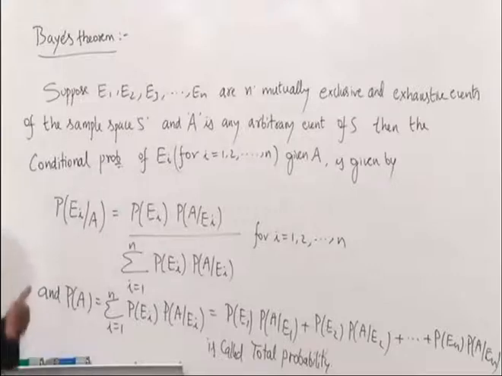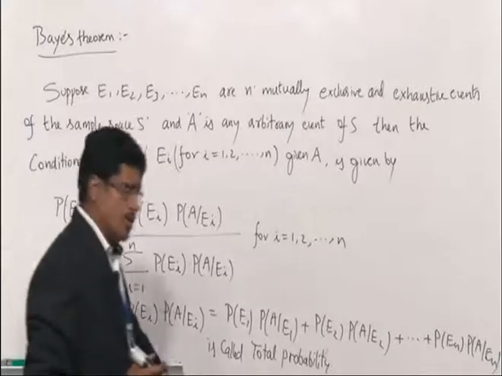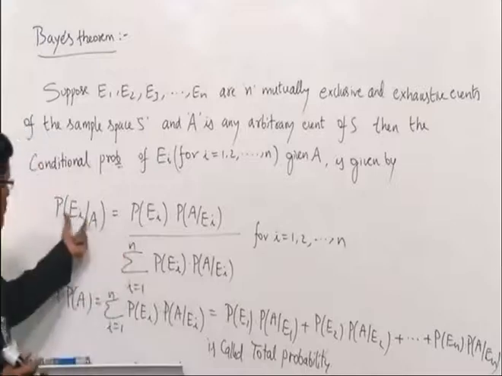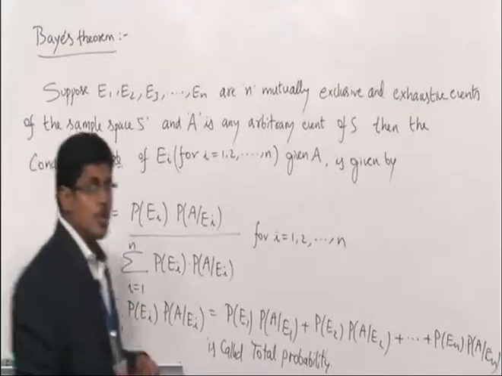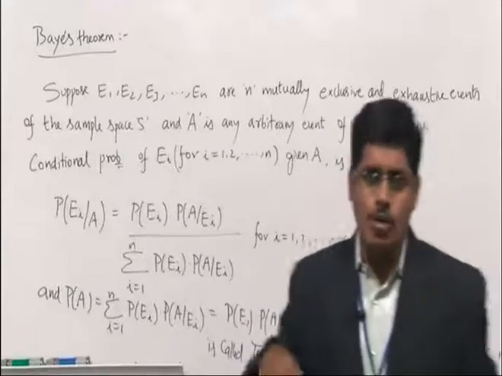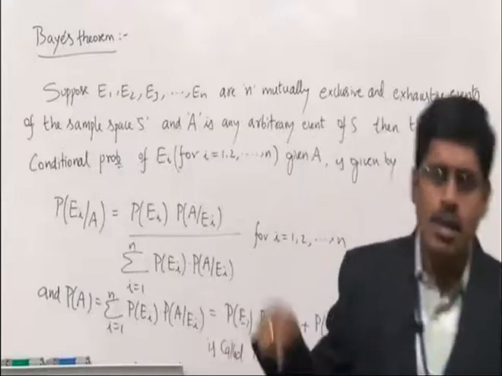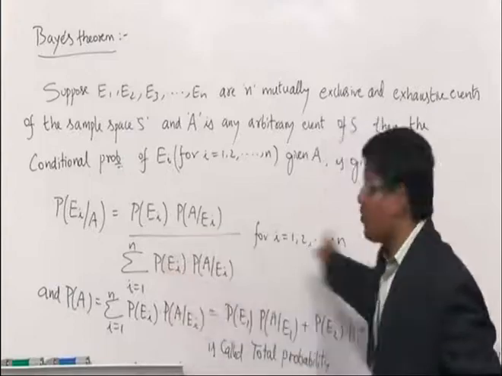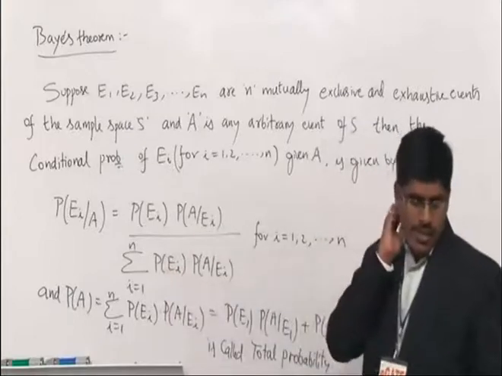Now, how do you identify from a problem whether P of A is needed or P of E_i given A is needed? From the given problem, how do we identify what to calculate, P of A or P of E_i given A, with i equal to 1 to n? So I will give one example.